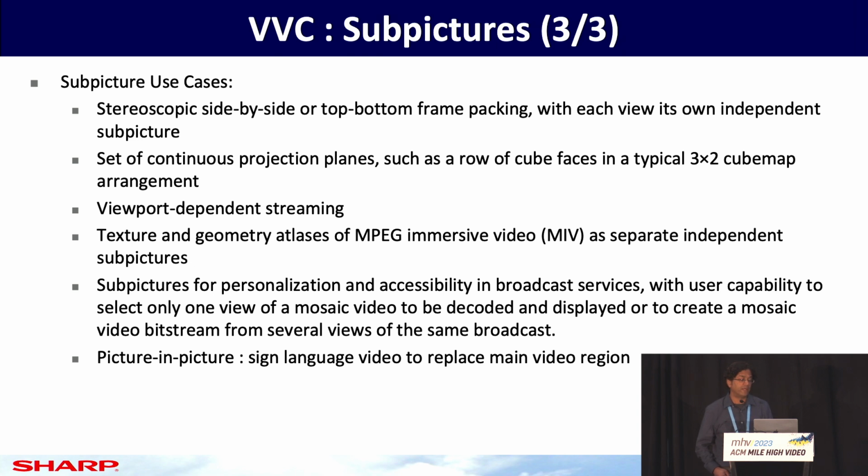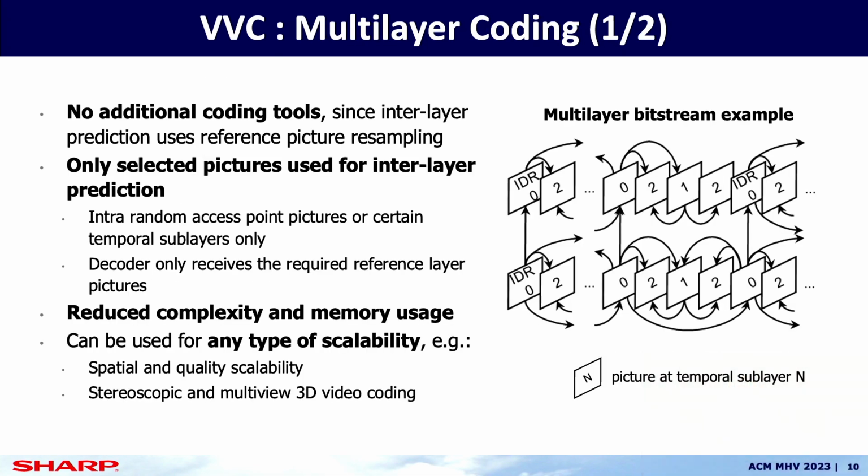It was actually shown that sub-pictures can provide a compression benefit compared to MCTS, up to 4 to 6% benefit. Some use cases, really quickly: you can have stereoscopic content, each coded as a sub-picture. You can have cube map faces that we saw, each coded as a sub-picture. Viewport dependent streaming is one of the use cases I will talk about in more detail in the context of OMAF. Texture and geometry of MIV, which is MPEG immersive video, another MPEG standard for immersive video, you can code each of them separately as sub-pictures. And then some other things such as picture-in-picture, mosaic video, and so forth.